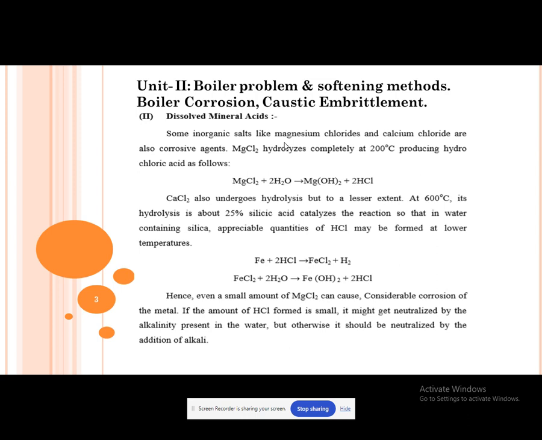At 600 degrees Celsius, its hydrolysis is about 25%. Silicic acid catalyzes the reaction, so that in water containing silica, appreciable quantities of HCl may be formed at lower temperatures. Fe plus 2HCl is equal to FeCl2 plus H2. FeCl2 plus 2H2O is equal to Fe(OH)2 plus 2HCl. Hence, even a small amount of MgCl2 can cause considerable corrosion of the metal. If the amount of HCl formed is small, it might get neutralized by the alkalinity present in the water, but otherwise it should be neutralized by the addition of alkali.